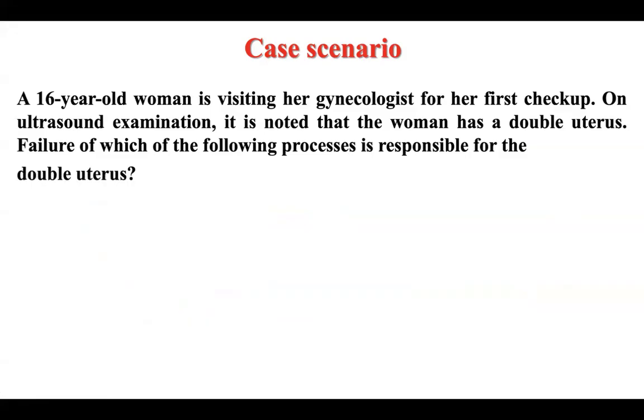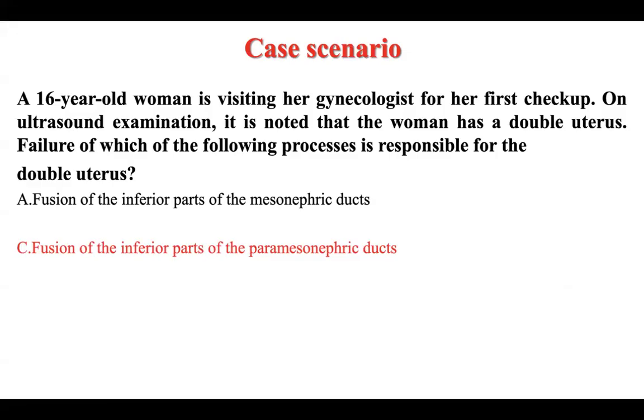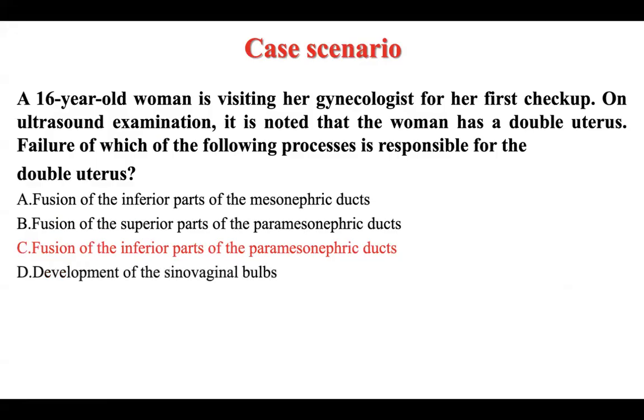A 16-year-old woman visits a gynecologist for a checkup. On ultrasound, note that the female has a double uterus, so two uterus. Failure of the following process. What is the cause of this case which has a double uterus? Let's see together. Failure of the inferior part of the mesonephric duct, or failure of the inferior part of the paramesonephric duct, or the superior part of the paramesonephric duct, or the sinovaginal bulb?